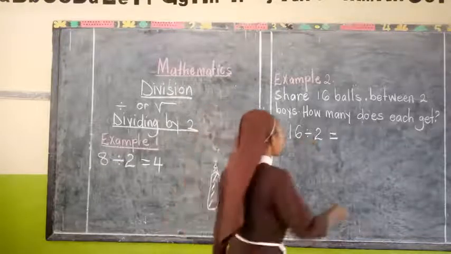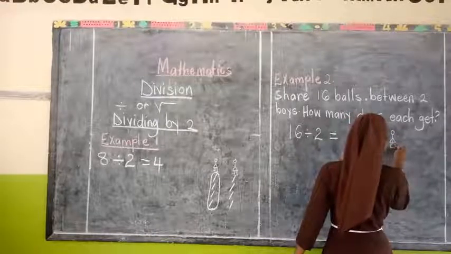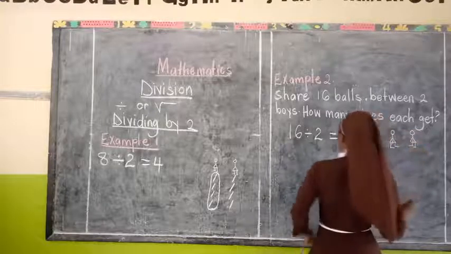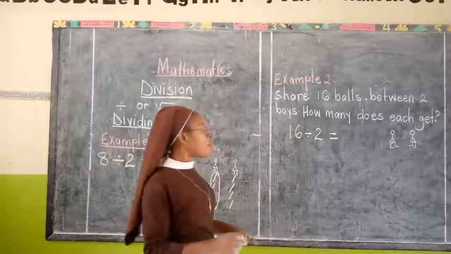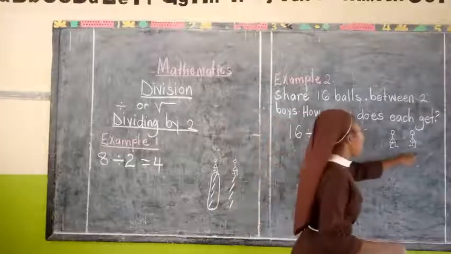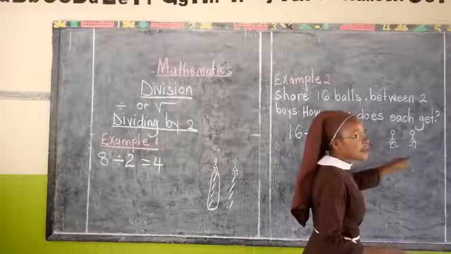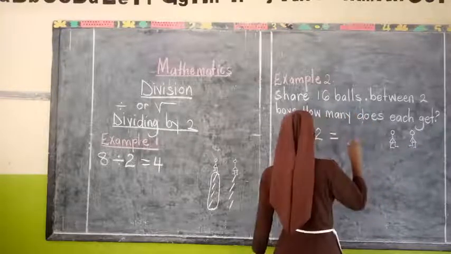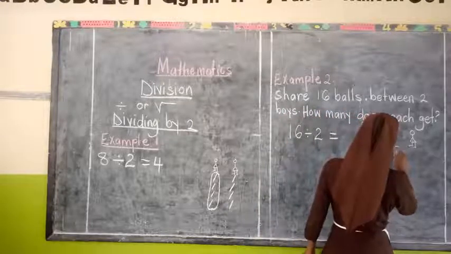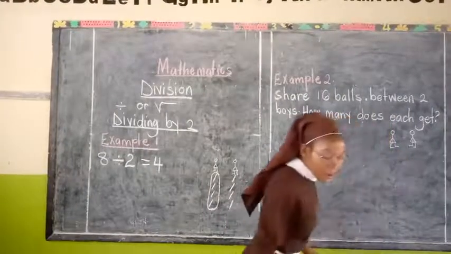So we are going to do our side work here. These are our 2 boys. But we are supposed to share the 16 balls between the 2. So we come here where the 2 boys are and we share equally. We give one to each at a time. And we make sure we've not cheated any of them. So let's share 1. Sorry, they are balls. So we are going to use balls.